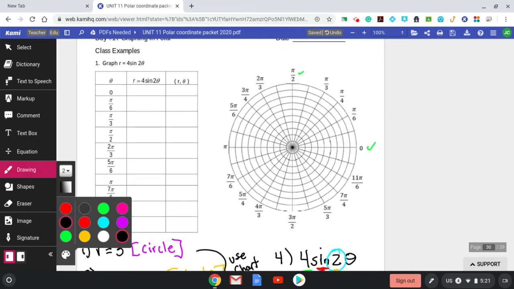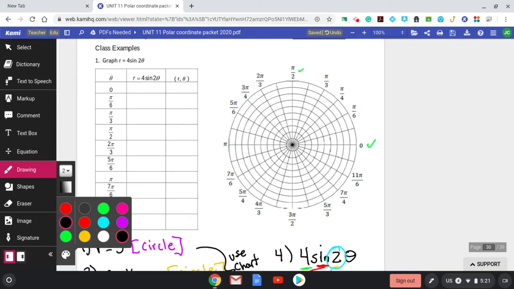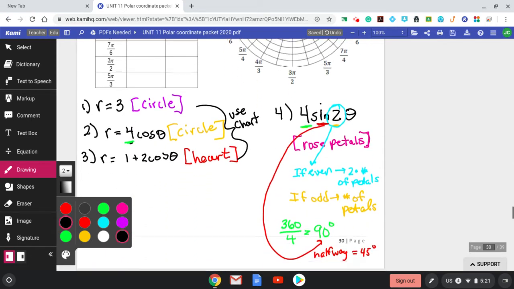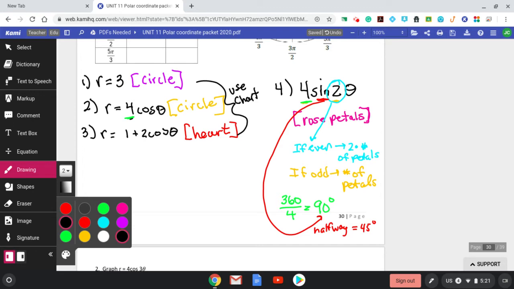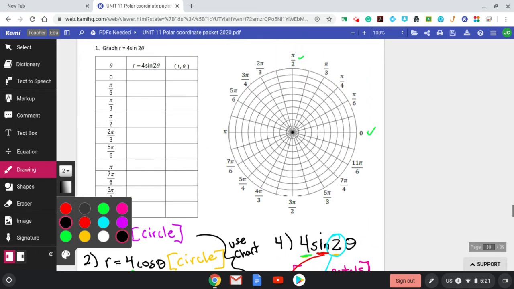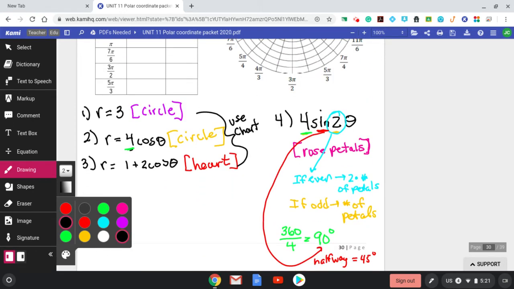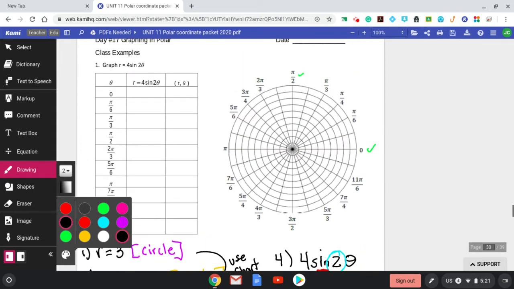So I know I'm going to have 4 petals on this graph. Each of them are going to be 90 degrees apart, and they're going to go out to 4 from the origin. The first petal will be at 45 degrees. Remember 45 degrees, and you'll pick this up pretty quickly. Remember, it's halfway between 0 and 90. So that's going to be right here, 45.